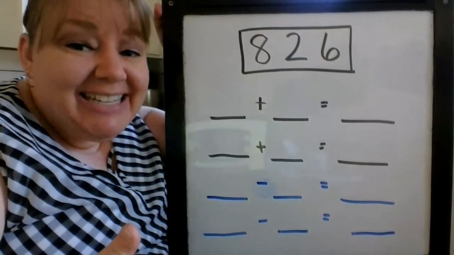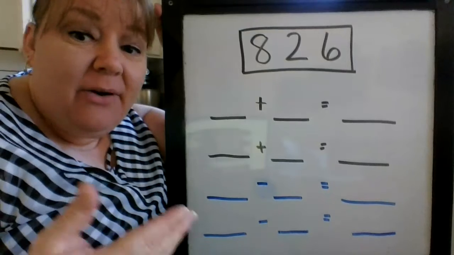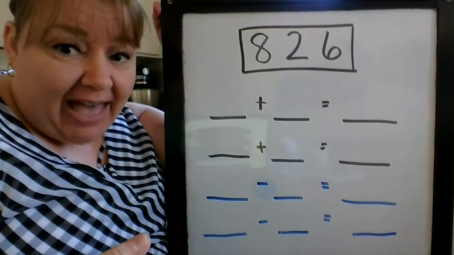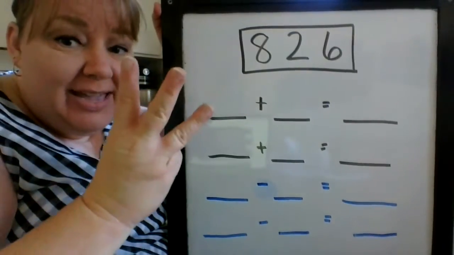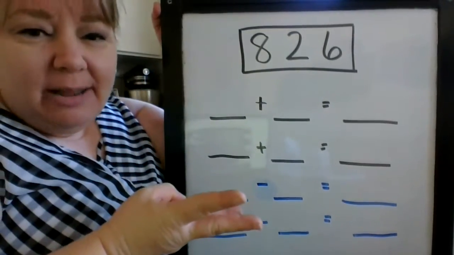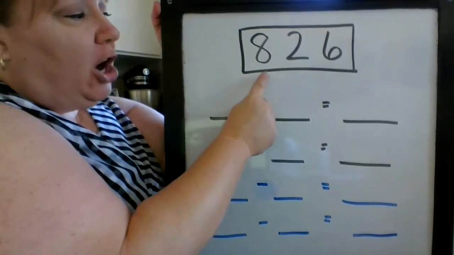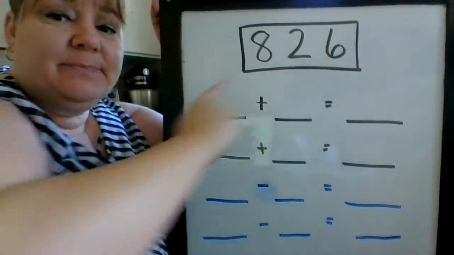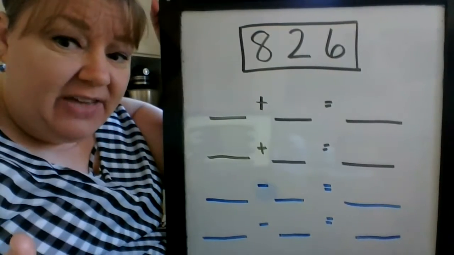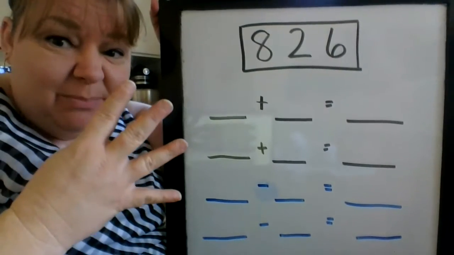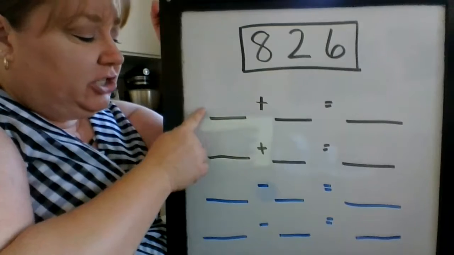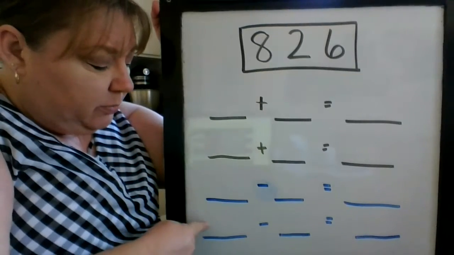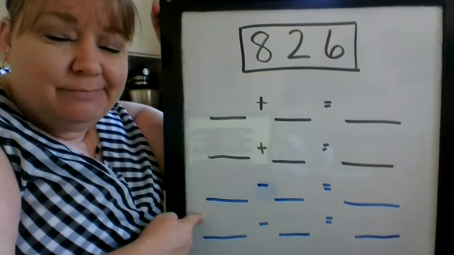Hi. Today we are going to be talking about fact families. So yesterday we learned that fact families have 3 numbers. The numbers we are going to be working with today are 8, 2, and 6. We also learned that fact families have 4 number sentences. We have 2 addition sentences and we have 2 subtraction sentences.